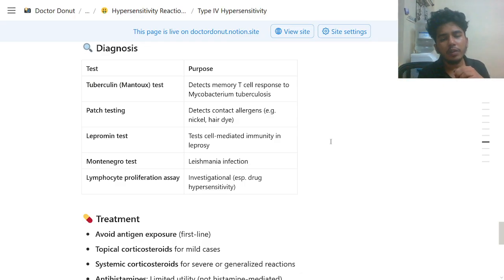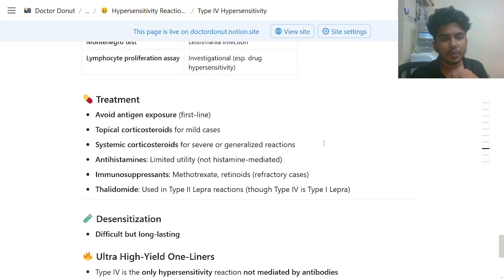Tuberculin is used to detect memory T cell response to Mycobacterium tuberculosis. Patch testing is where you put direct contact allergens like nickel and hair dye to test. Lepromin test is for cell-mediated immunity in leprosy. Montenegro test is used for leishmania infection, and lymphocyte proliferation assay is an investigational test especially used for drug sensitivity.